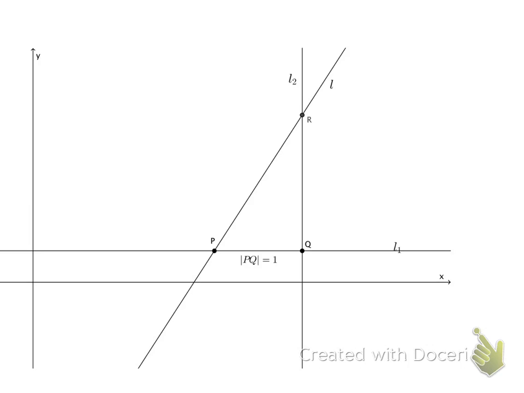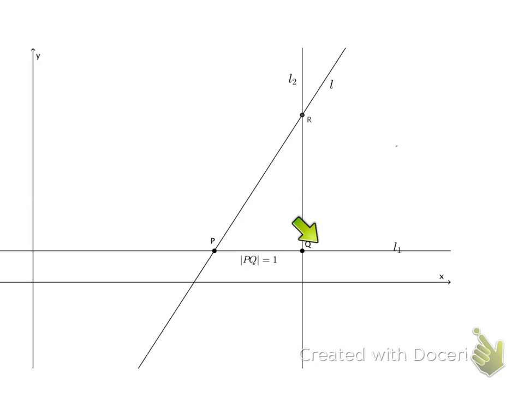Next, now that P's on the line, I'm going to mark point Q to the right of point P. So I've drawn L1, a line parallel to the x-axis, and that allows me to make sure that Q is just directly to the right of point P, and it's 1 unit. So PQ is 1 right there.